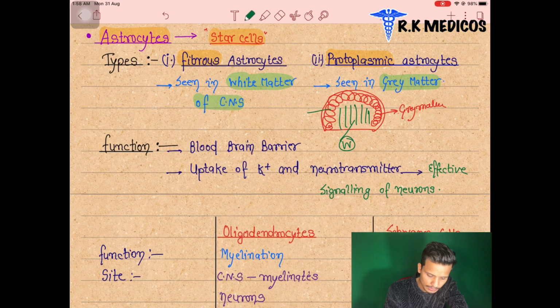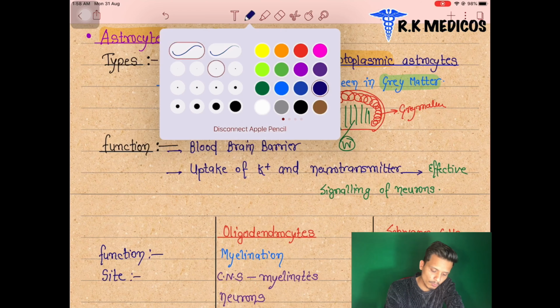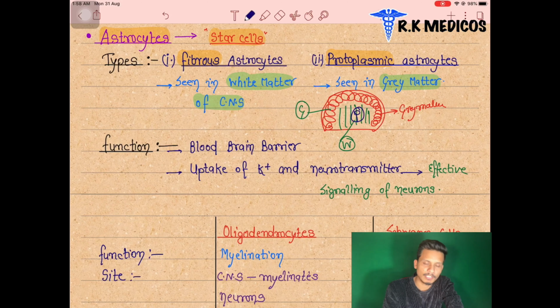White matter is here and this one is gray matter. Now you tell me where the protoplasmic astrocytes are present. The fibrous astrocytes are present here in white matter, but the protoplasmic are present in the gray matter. Protoplasmic astrocyte cells will be present in the gray matter, but where will the fibrous astrocytes be present? In the white matter, fibrous astrocytes.